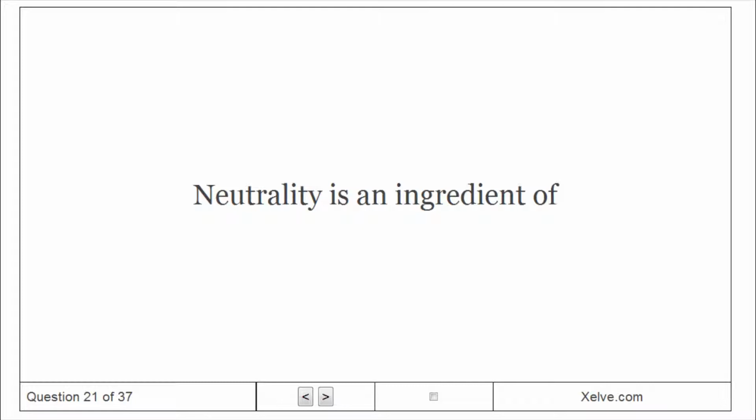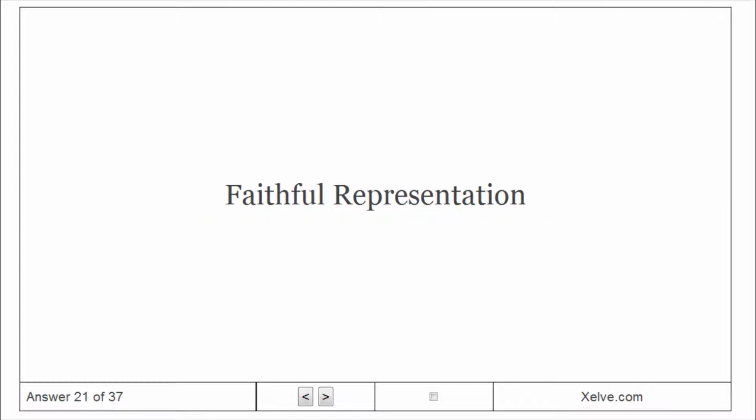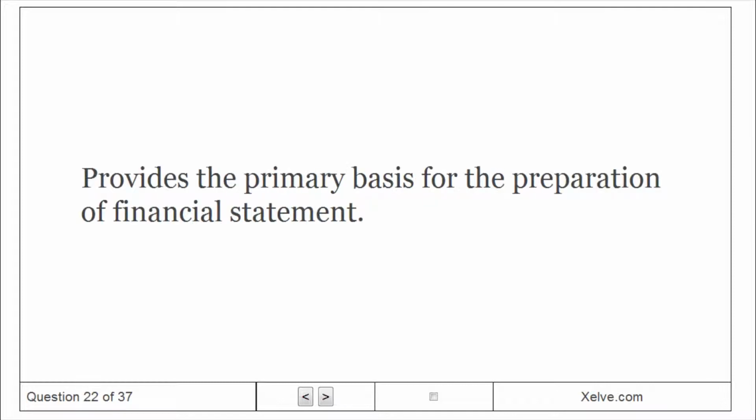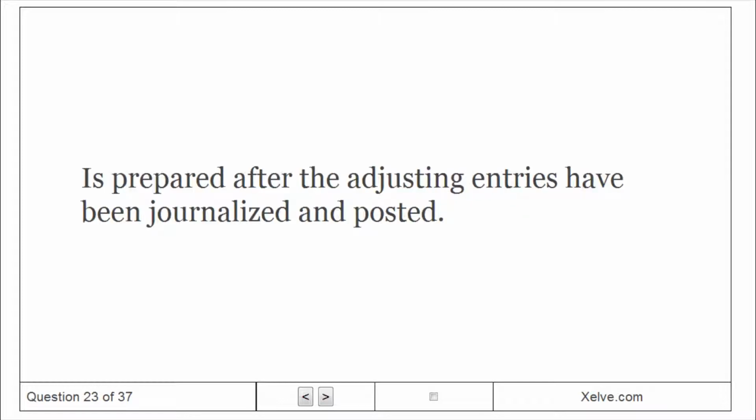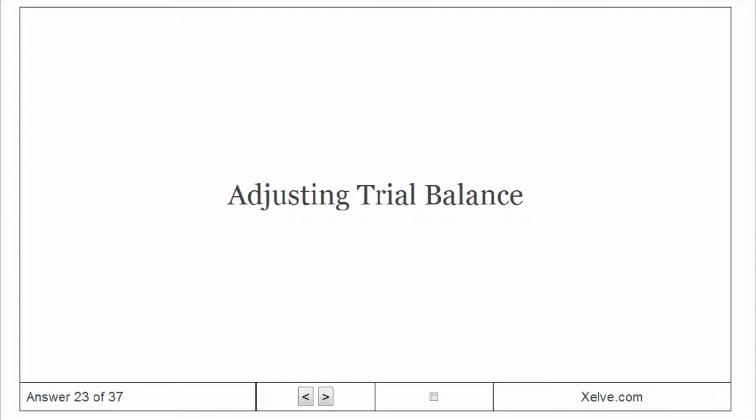Neutrality is an ingredient of faithful representation. The adjusting trial balance provides the primary basis for the preparation of financial statements. It is prepared after the adjusting entries have been journalized and posted.